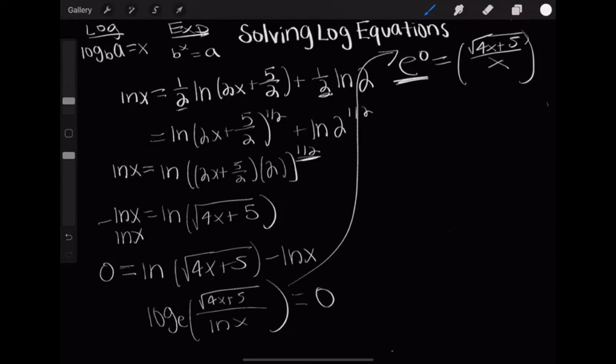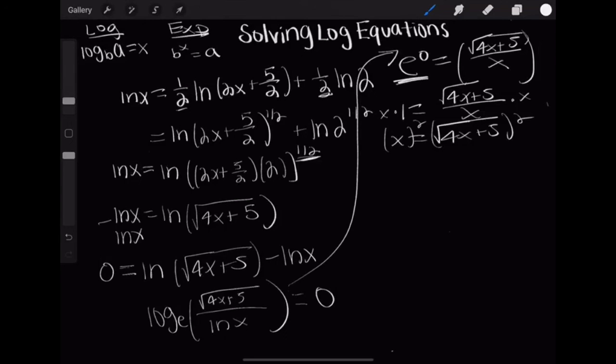Anything to the 0 power is going to be 1. So we'll rewrite this again and multiply each side by x. So this numerator is by itself. Now how do we get rid of this square root? Well, we square both sides. And that is how you get rid of the square root. So now we have x squared is equal to 4x plus 5.